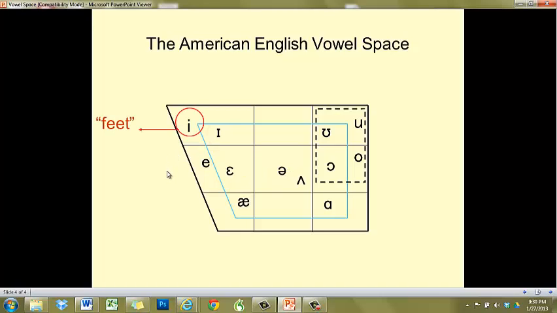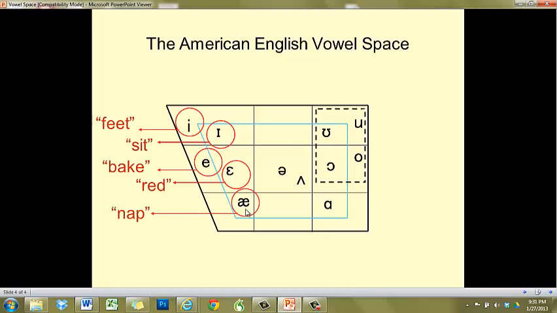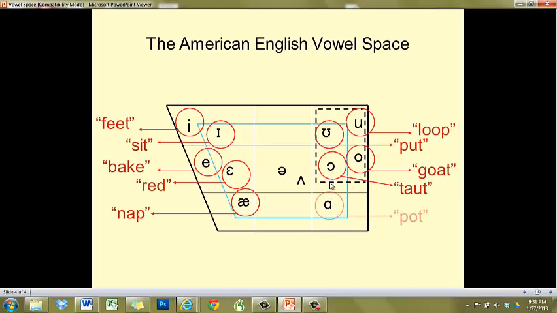Feet, sit, bake, red, nap, loop, put, goat, taught, pot, and cup.